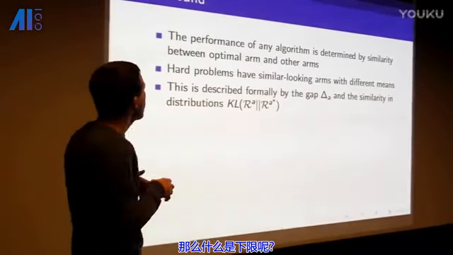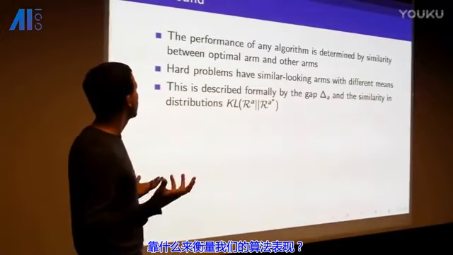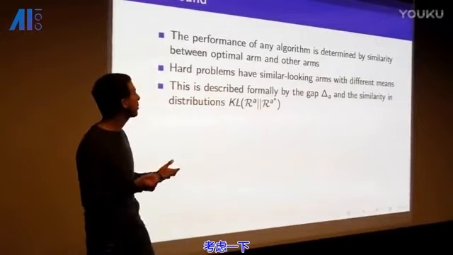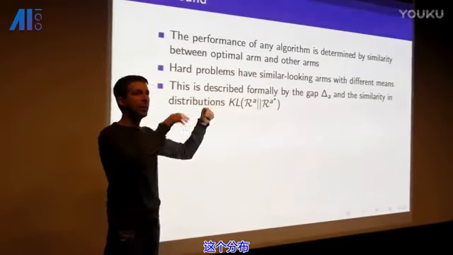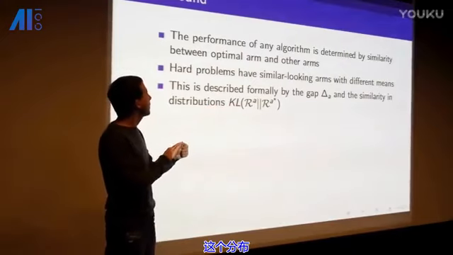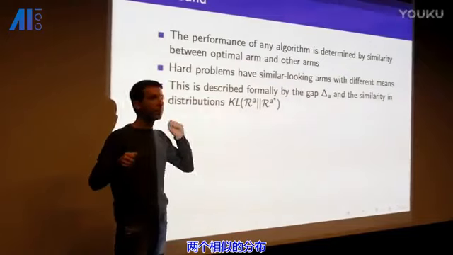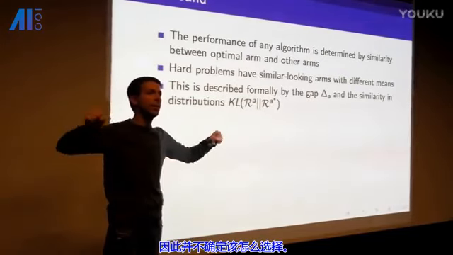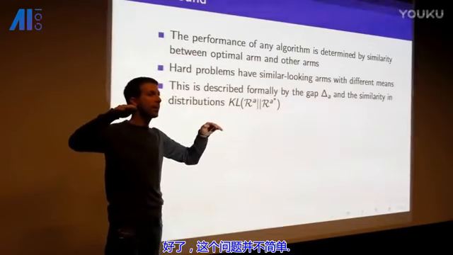So what is this lower bound? Well, the performance of any algorithm depends on what makes a bandit problem hard or easy. So consider how similar the best arm is to the other arms. What makes a hard problem is basically a problem where you've got two arms which look similar, with kind of overlapping distributions, so it's not obvious which one is the best.